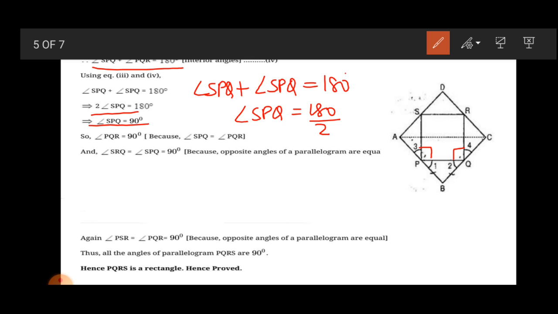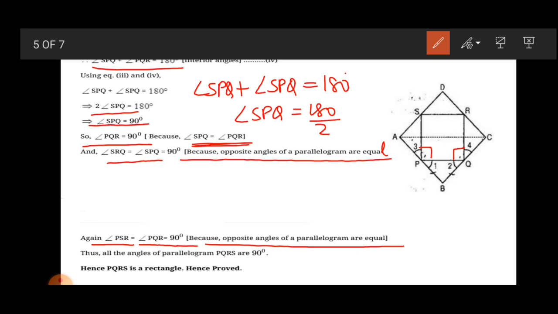So angle SPQ is equal to angle PQR, so angle PQR is also 90 degrees. Now angle SRQ is equal to angle SPQ, which is 90 degrees, because opposite angles of a parallelogram are equal. So again, angle PSR is equal to angle PQR, which is 90 degrees, because opposite angles of a parallelogram are equal. Thus all the angles of the parallelogram are 90 degrees. So PQRS is a rectangle.